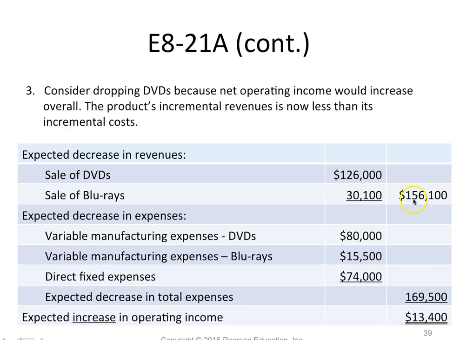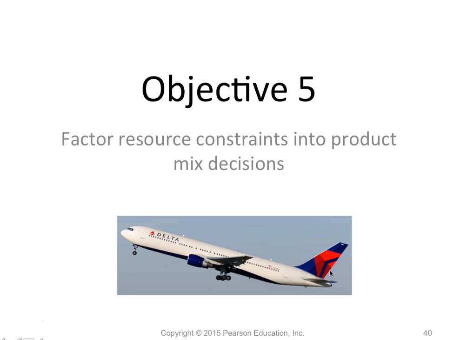So 156 is less than 169. Then we are going to say, okay, if our revenue is going to be smaller than the expenses if we remove that, then let's do that. So we're going to consider dropping DVD because the net operating income would increase overall. So the product incremental revenue is now less than its incremental cost. So that's basically the idea.